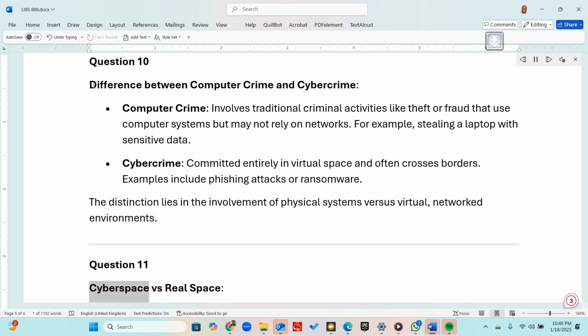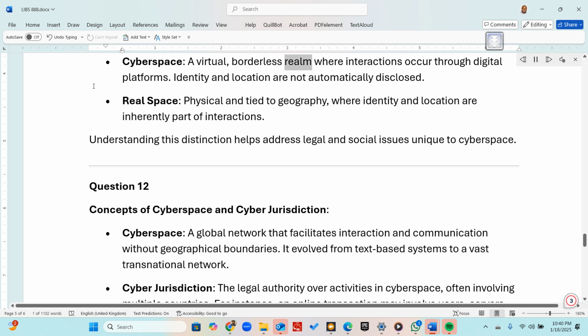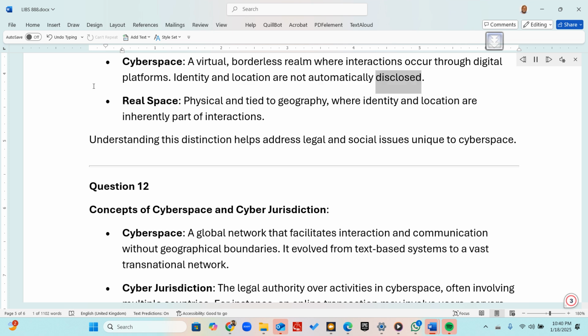Question 11. Cyberspace vs. real space. Cyberspace, a virtual, borderless realm where interactions occur through digital platforms. Identity and location are not automatically disclosed. Real space, physical and tied to geography, where identity and location are inherently part of interactions. Understanding this distinction helps address legal and social issues unique to cyberspace.